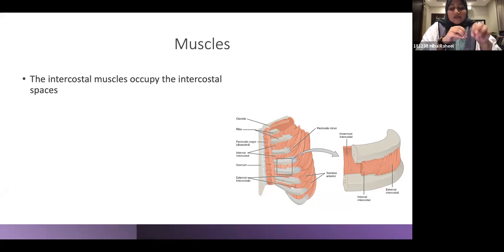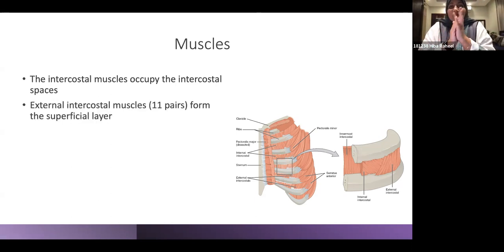Now, the intercostal muscles occupy the intercostal spaces. Now, what are the intercostal spaces? They are the spaces between two ribs. So each rib has a space between it, and this is called intercostal space, which means between the ribs, okay? So we have 3 different types of muscles that we're going to discuss. The external intercostals are 11 pairs, which means 11 on one side and 11 on the other side, okay? They're 11. Why aren't they 12? Because there are 12 ribs. So why aren't there 12 pairs of external intercostal muscles? Who can tell me?